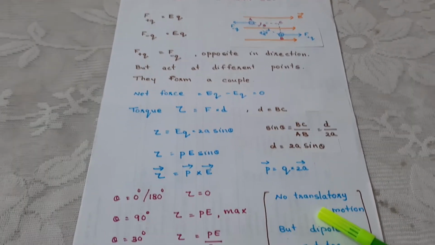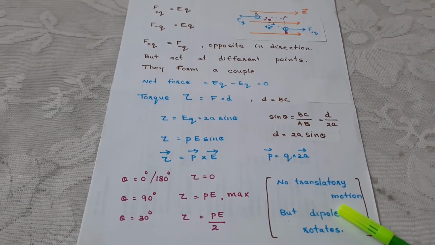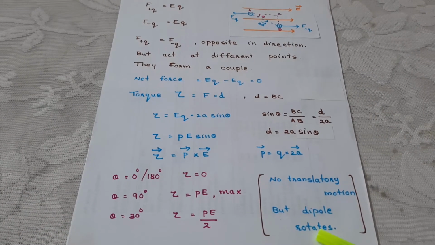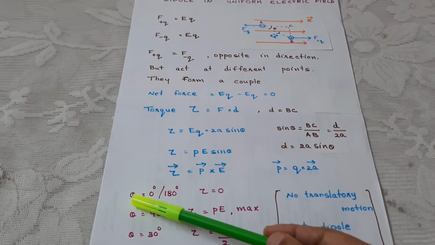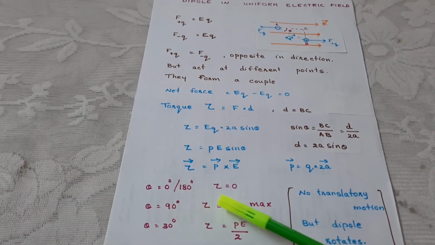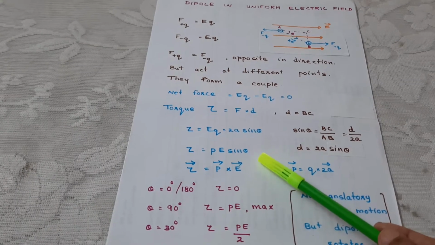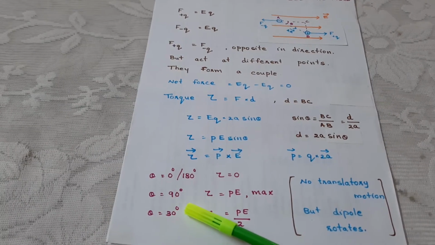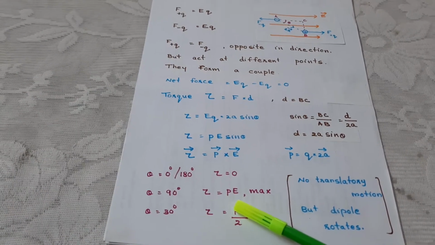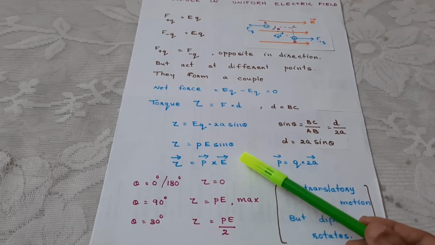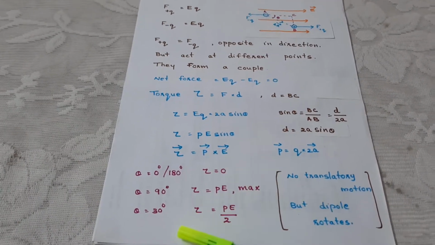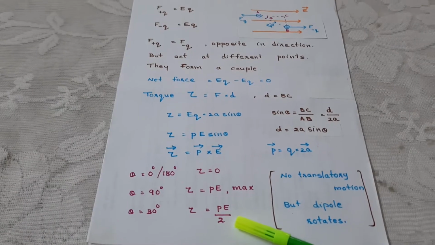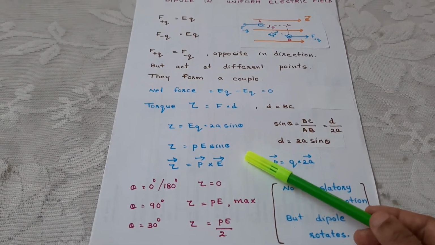As the net force is zero, there is no translatory motion. But a torque acts on the dipole, so the dipole rotates. If theta equals 0 or 180 degree, torque is 0 because sin 0 is 0 and sin 180 is also 0. If theta is 90 degree, torque is pE. It is a maximum value because sin 90 is 1. If theta is 30 degree, then torque is pE by 2, half the maximum value because sin 30 is half.